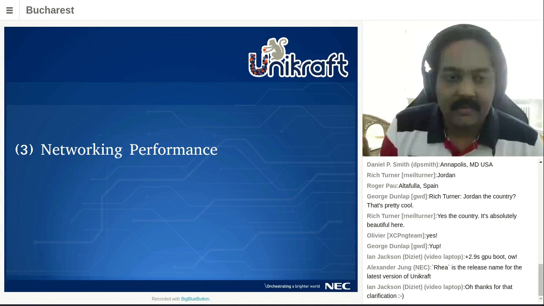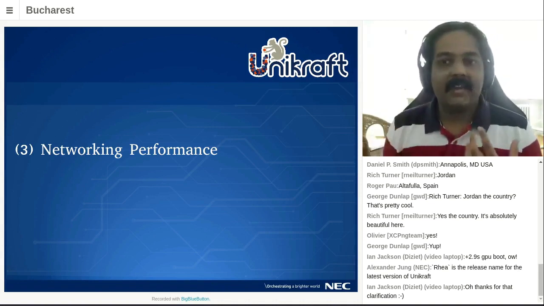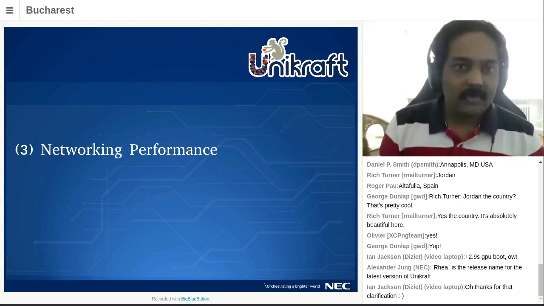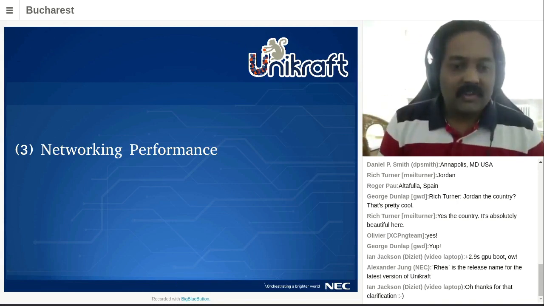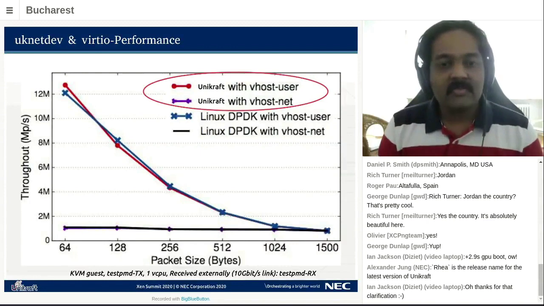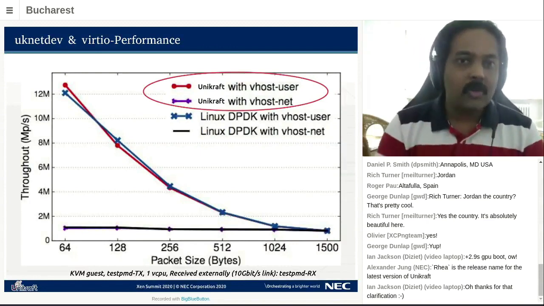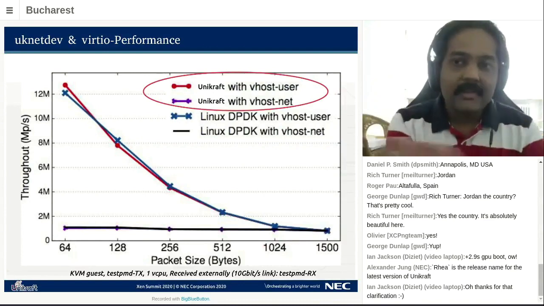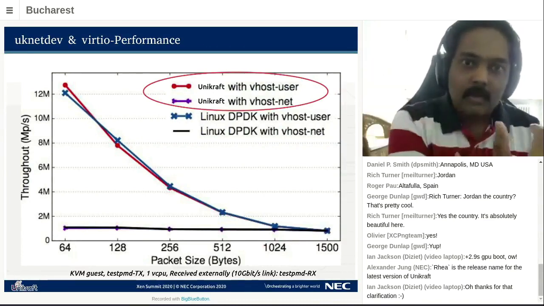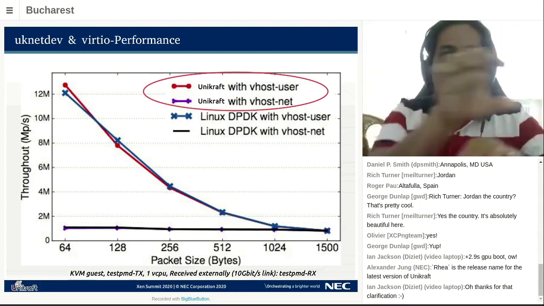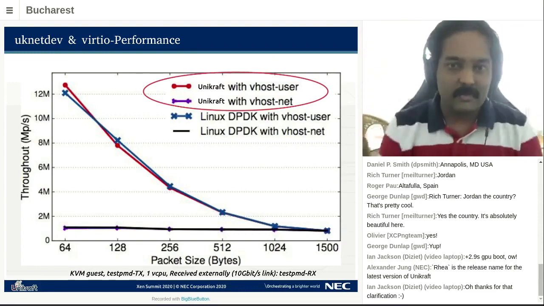And the next target we had in mind was network performance, and for that, what we did here was first we wanted to measure the throughput performance of just bare metal, the UK native API, which is the API on which the networking stack is built.